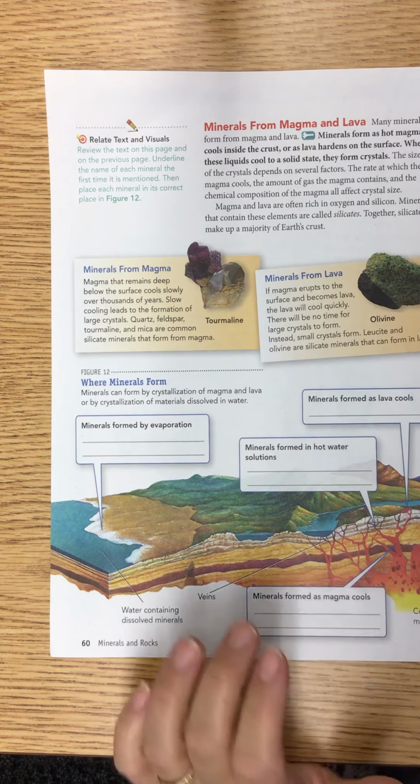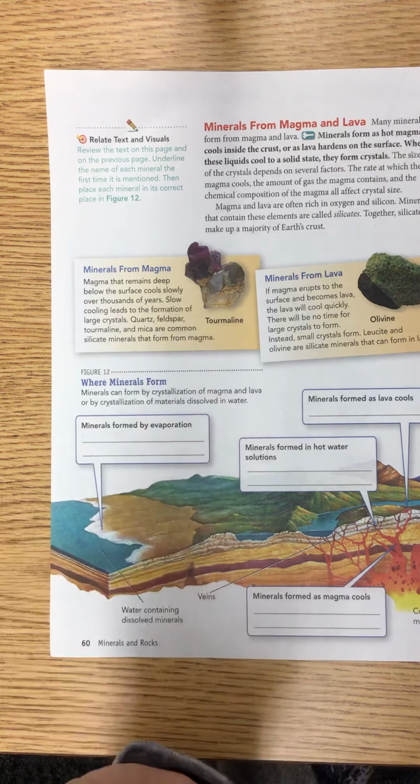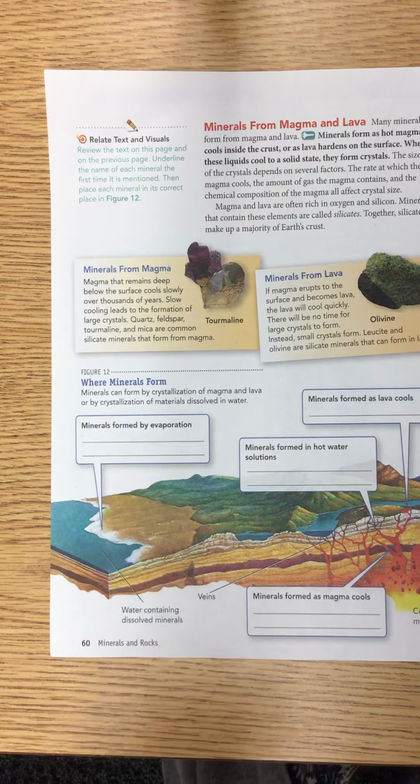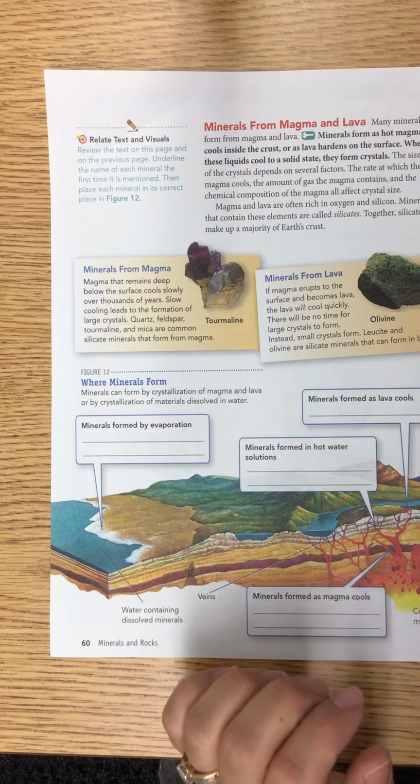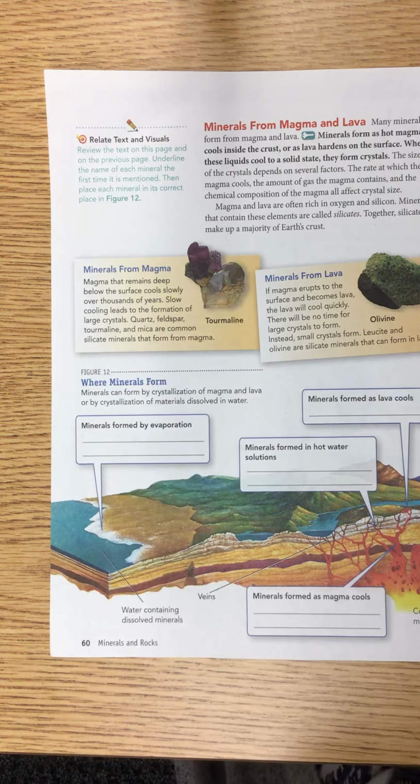However, minerals from lava. If magma erupts to the surface and becomes lava, the lava will cool quickly. There will be no time for large crystals to form. So this looks like a honkin' rock. This looks like beautiful jewelry, right? Instead, small crystals form. Leucite and olivine are silicate minerals that can form in lava.